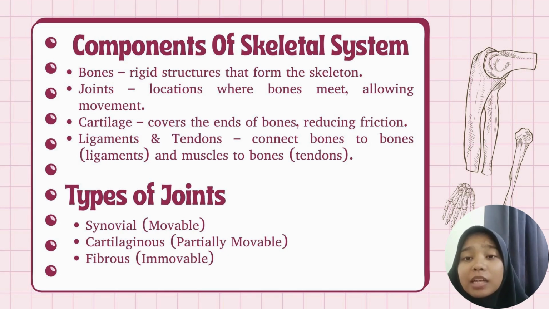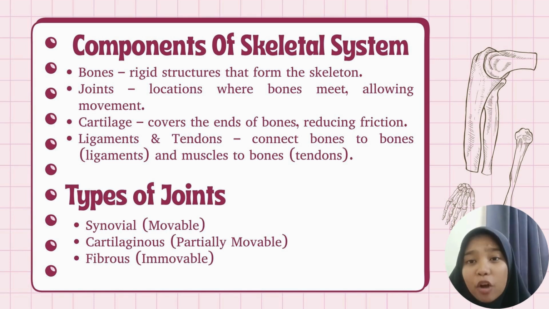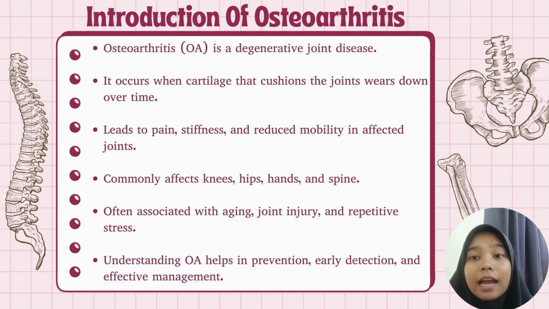We classify joints into three types based on mobility, which are synovial joints that are freely movable, like the knees, cartilaginous joints that are partially movable, and fibrous joints which are immovable, like the sutures in the skull.